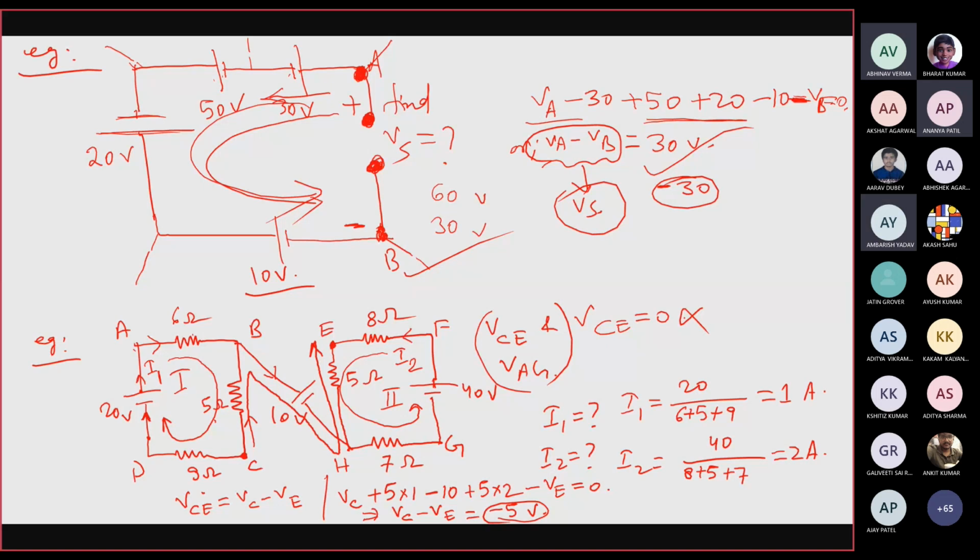So I hope the KCL and KVL concepts are clear to all of you. Now you can solve any example. You can take examples from any textbook and try whether you are able to apply these two concepts or not. We will also try to upload some tutorial sheets; I could not do it last week. So moving ahead, any confusion so far? No, sir. Okay.